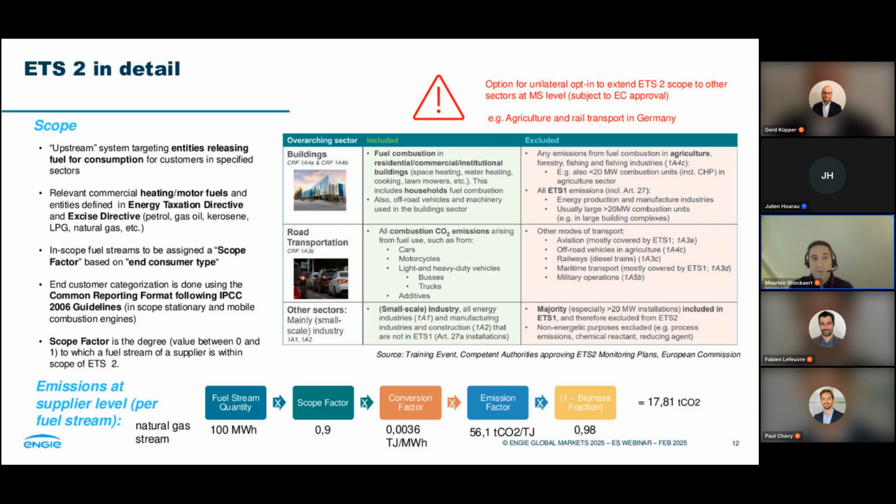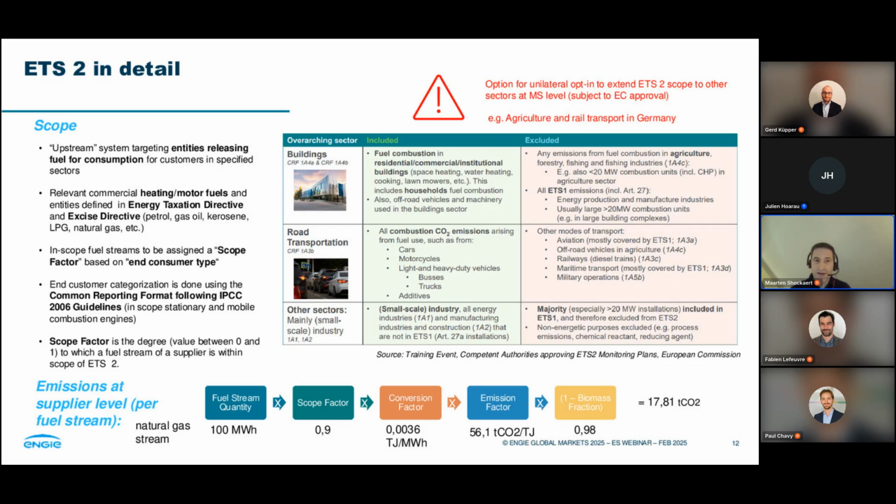So what is the scope of ETS2? It's an upstream system targeting entities releasing fuel for consumption for customers in specified sectors. The relevant commercial heating and motor fuels that are in scope are defined in the Energy Taxation and Excise Directive. So it's essentially petrol, gas oil, kerosene, LPG, natural gas, and some others.